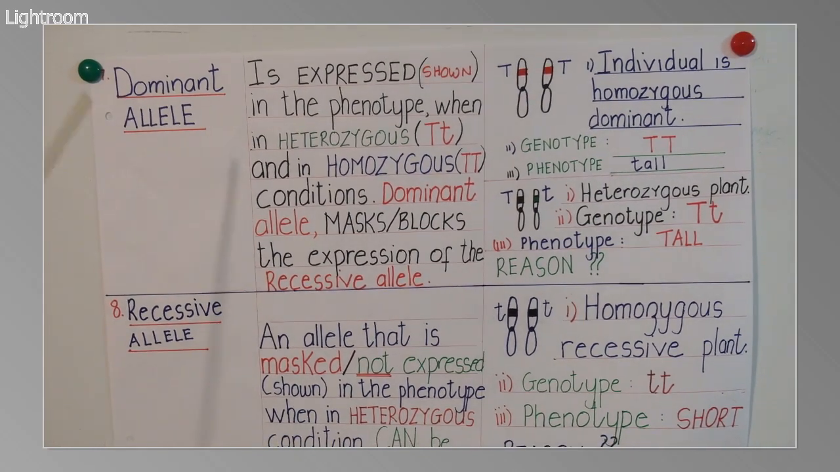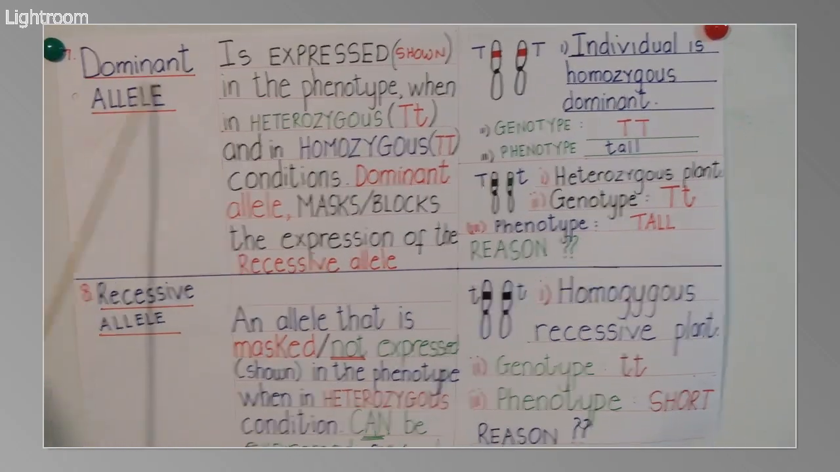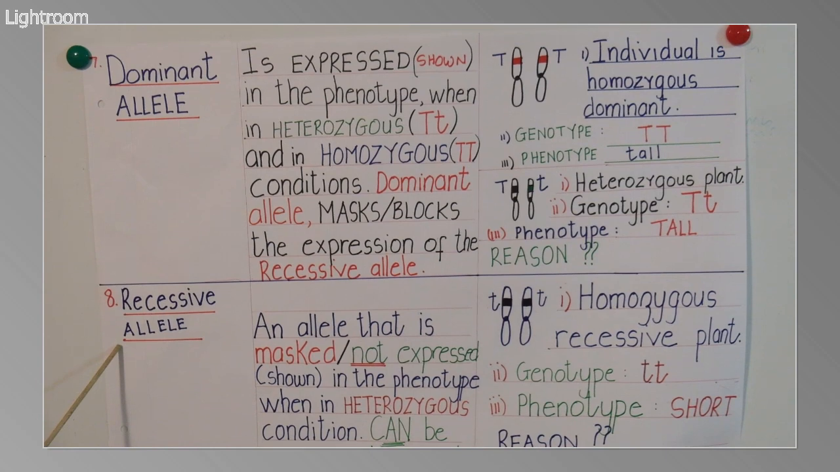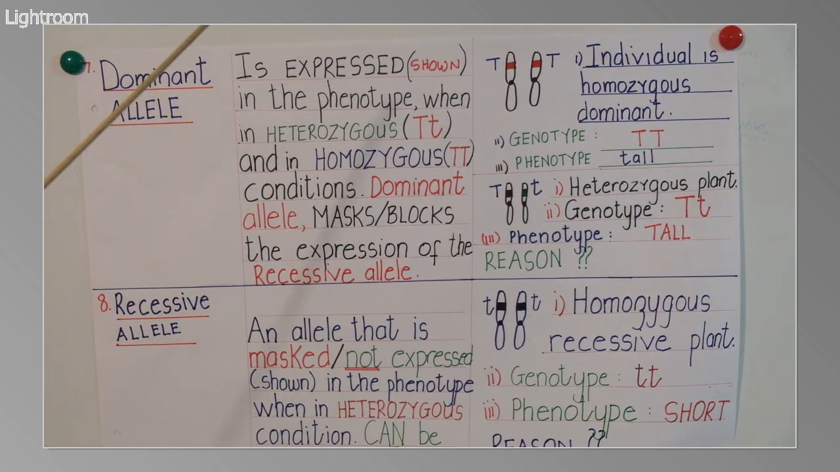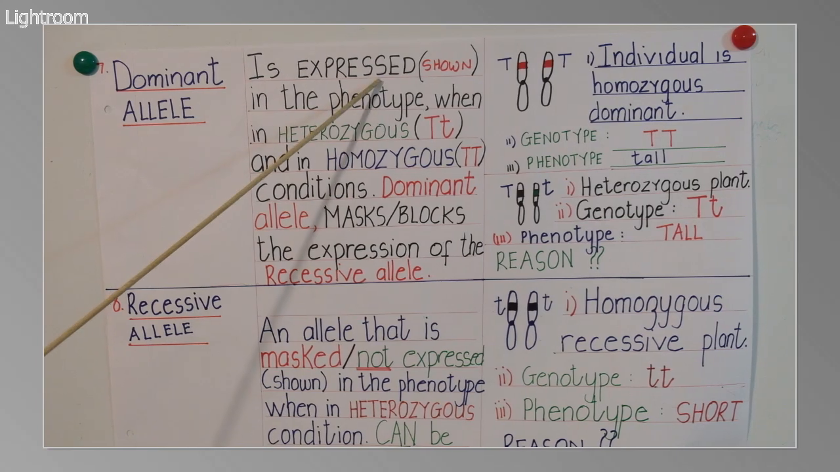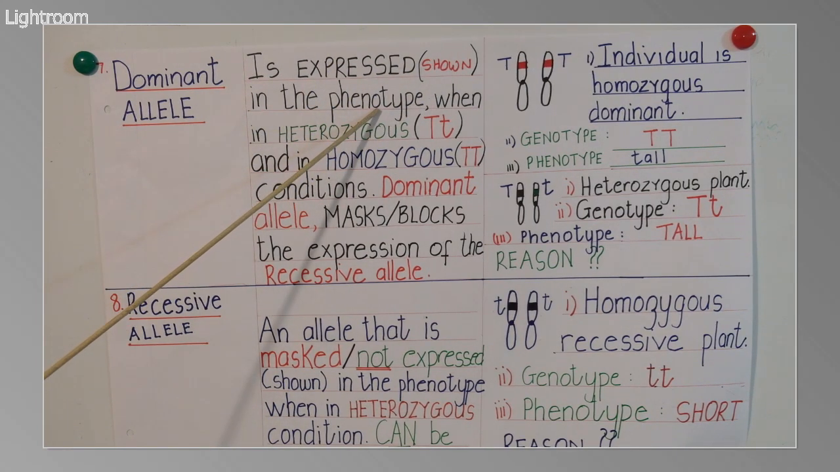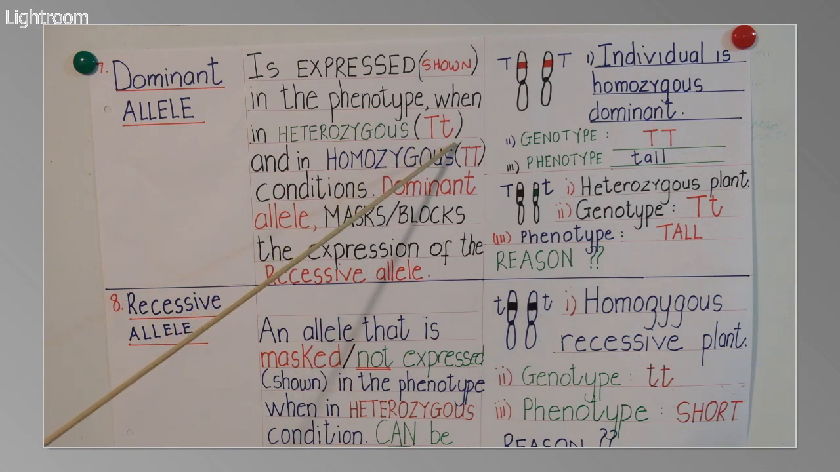Okay, our last two terms are dominant allele and recessive allele. What is the definition of a dominant allele? A dominant allele is expressed or shown in the phenotype of an individual when it's found in the heterozygous, for example, capital T, small t, and in the homozygous, example, capital T, conditions.